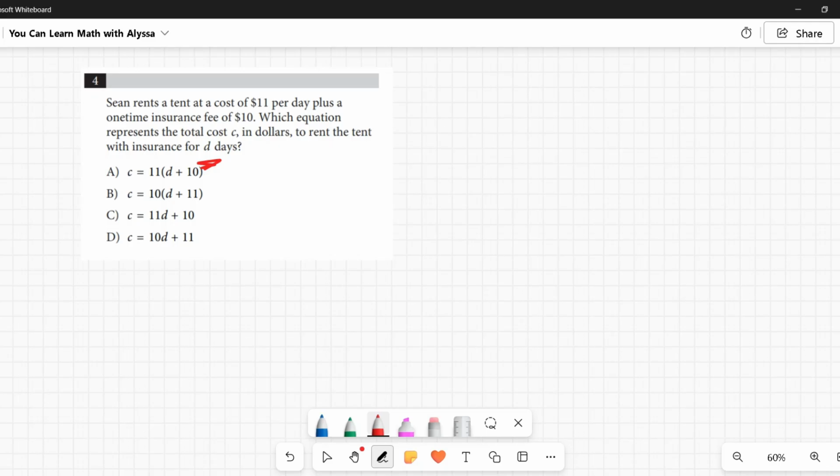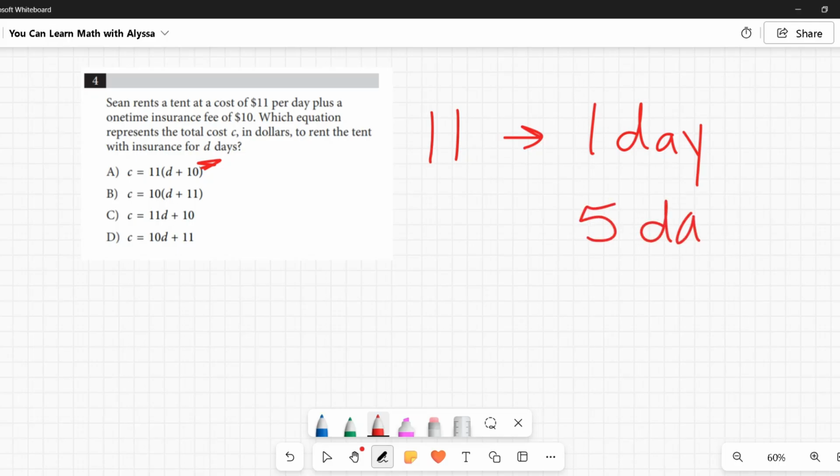And let's say he had it for 5 days. It's $11 for every one day. $11 per day. If he had it for 5 days, how would you find out how much he had to pay? Well, you would multiply 11 times 5. It's 11 each day, it's 5 days. 11 times 5. Since we don't know the number of days and we're told to represent it with D for days, we will call this 11 times D, and that represents the amount of money he has to pay for the plain rental per day cost.